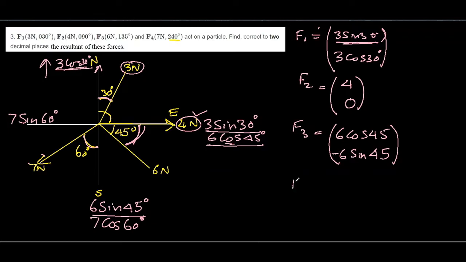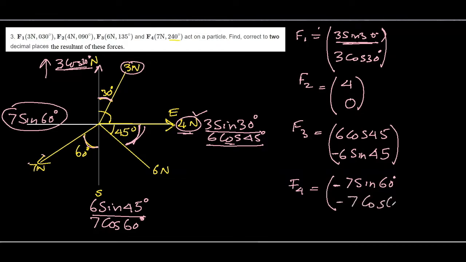Let's go to F4. So the x direction is 7 sine 60, but opposite to the ones I've taken positive: 4 newtons, 3 sine 30, 6 cos 45. So I have to write minus 7 sine 60. And the y direction is minus 7 cos 60.